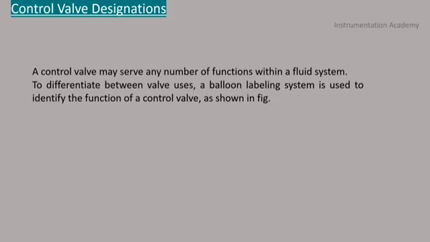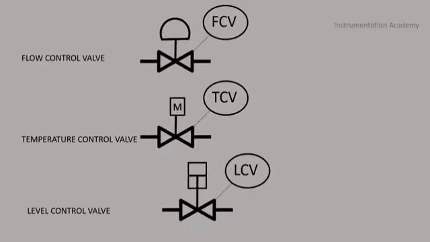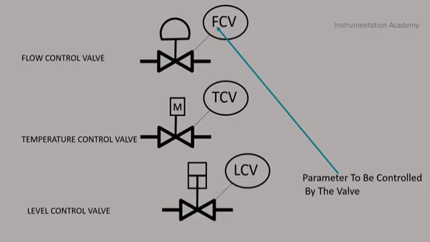Control valve designations. A control valve may serve any number of functions within a fluid system. To differentiate between valve uses, a balloon labeling system is used to identify the function of a control valve, as shown in the figure. The common convention is that the first letter used in the valve designator indicates a parameter to be controlled by the valve. The second letter is usually a C and identifies the valve as a controller, and the third letter is a V to indicate that the piece of equipment is a valve.